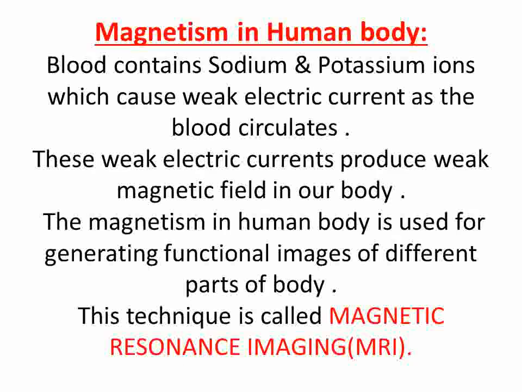Magnetism in the human body. Blood contains sodium and potassium ions which cause weak electric currents as the blood circulates inside the body. These currents produce a weak magnetic field in our body. The magnetism in the human body is used for generating functional images of different parts of the body. This technique is called magnetic resonance imaging, MRI.